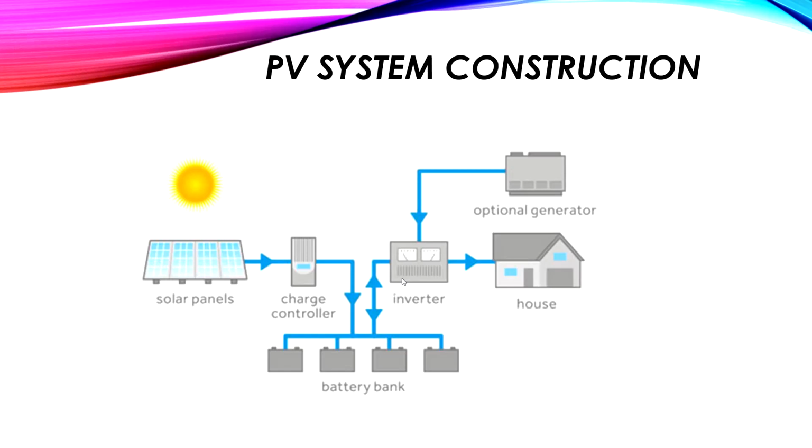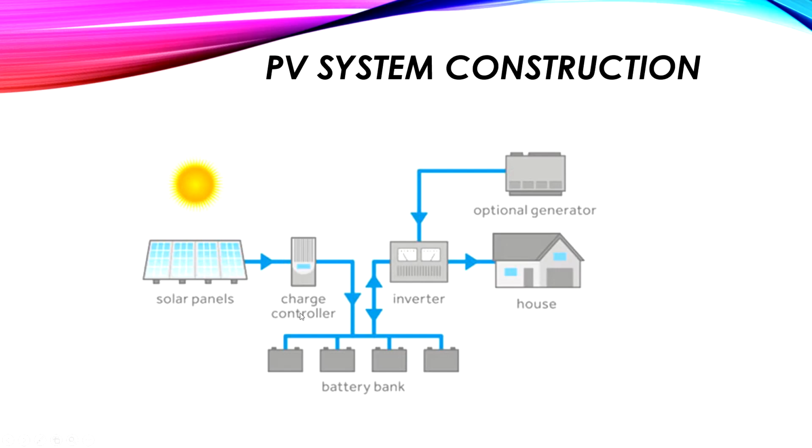So what is the construction of our PV system? Simply, for an off-grid system, which we are going to discuss how to design it, the first thing is the solar panels. The solar panels' purpose is to take the sun radiation and convert it into electricity, okay, DC electricity. Now the DC electricity goes to something which is called a charge controller.